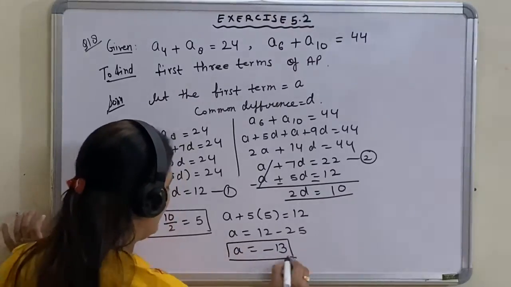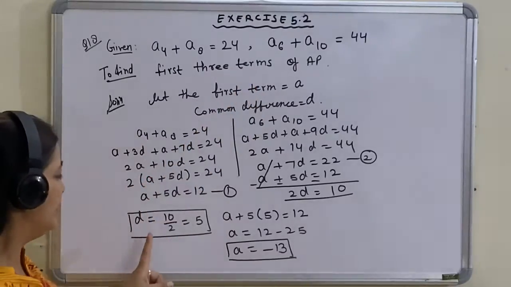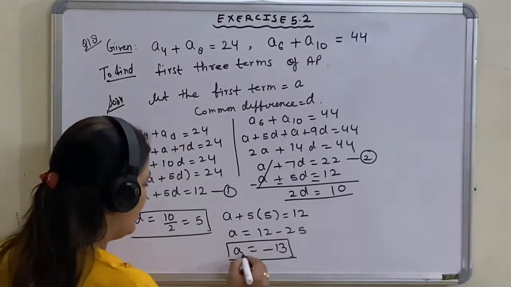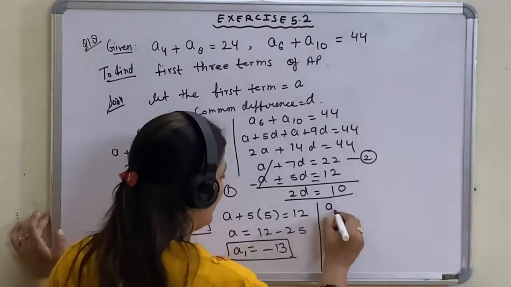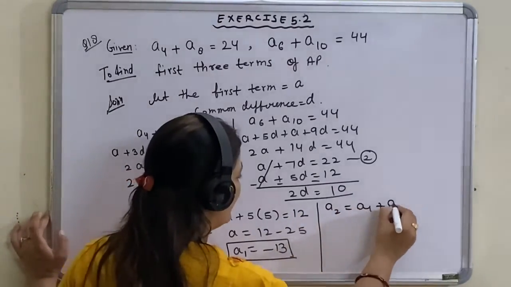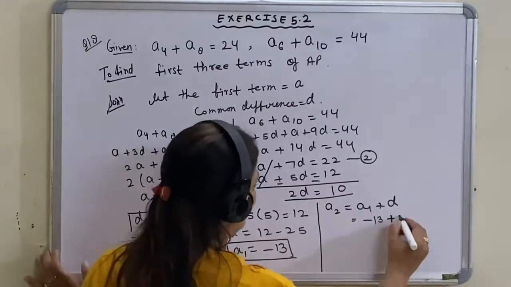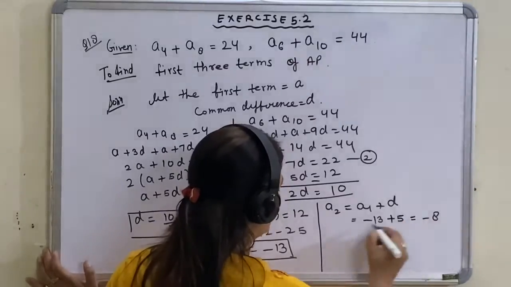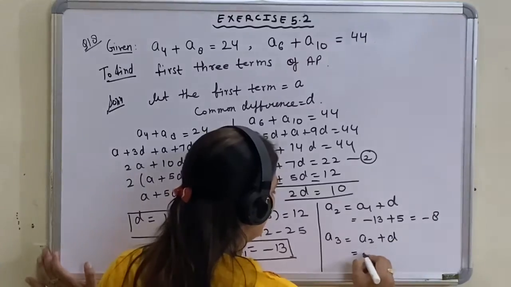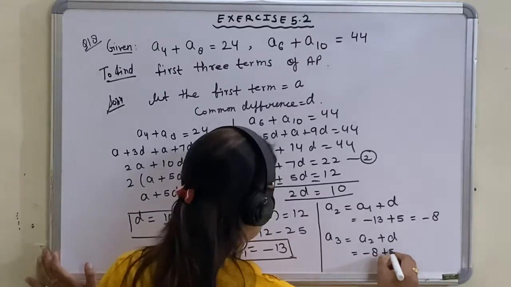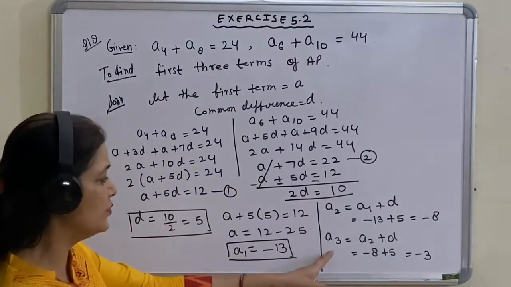तो आपके पास A भी आ चुका है और D भी आ चुका है. आपको फर्स्ट 3 टर्म्स बताने हैं. देन फर्स्ट टर्म तो आपके पास क्या आ गया? minus 13. And what will be the second term? फर्स्ट टर्म में कॉमन डिफरेंस को ऐड कर दीजिए. That will be minus 13 plus 5. It will be minus 8. And what will be the third term? सेकेंड टर्म में D को प्लस कर दीजिए. That is minus 8 plus 5. It is minus 3. So it is the first 3 terms of the AP.